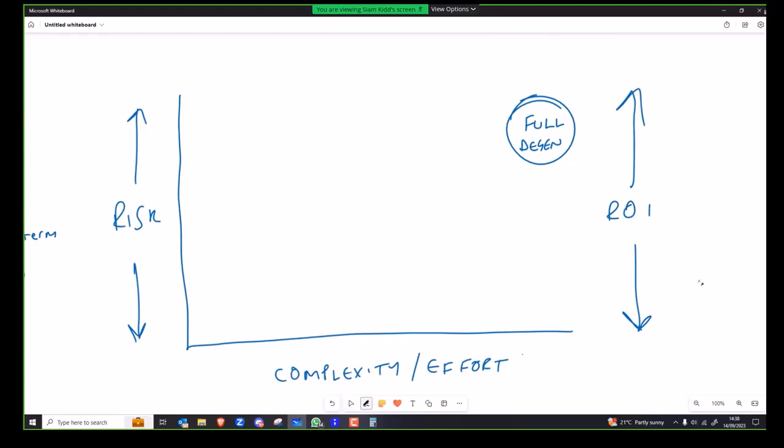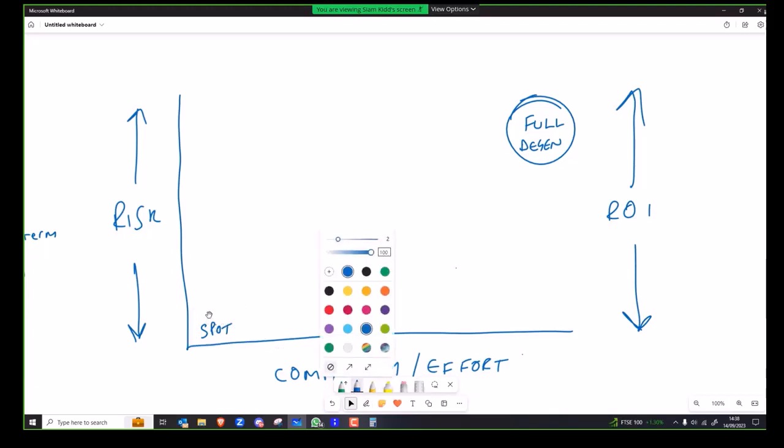Now obviously on this chart, complexity, effort, risk, etc., you've got spot blue chip. Obviously it's not a sideways line, it's just me trying to type it. Let's just do buying blue chip spots. That's the least risky thing you can do.